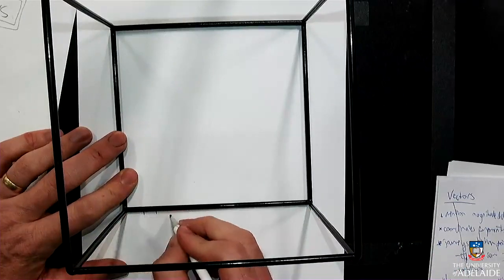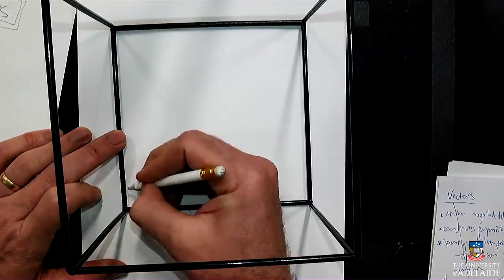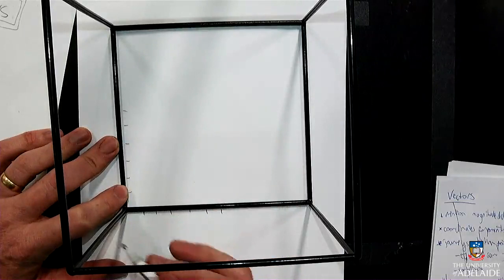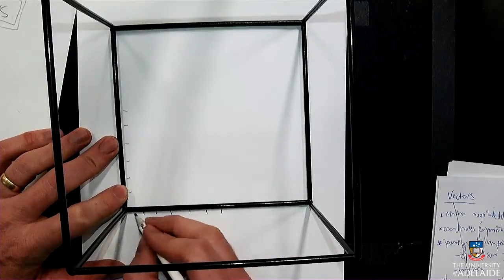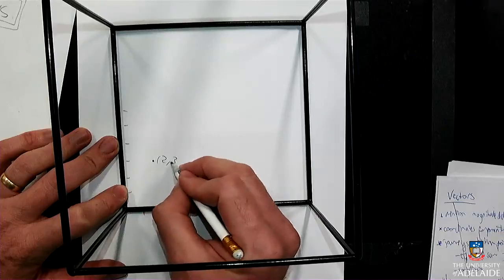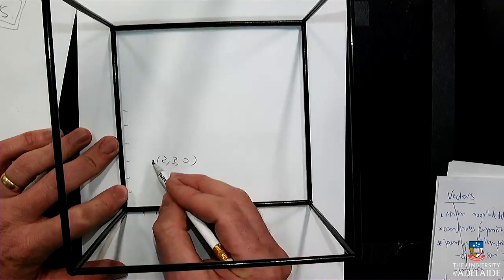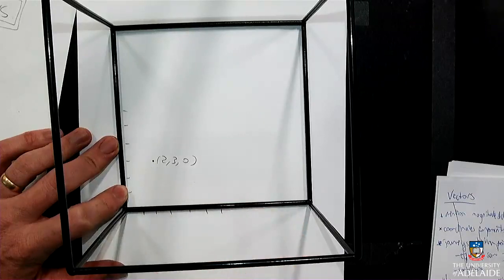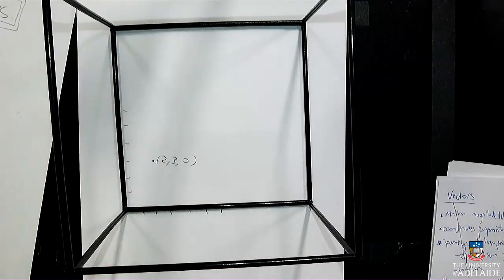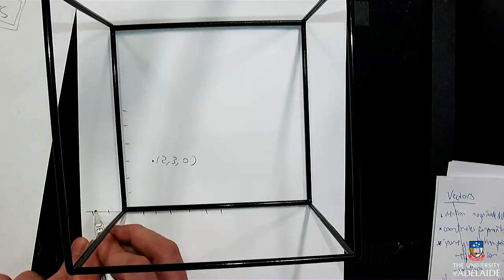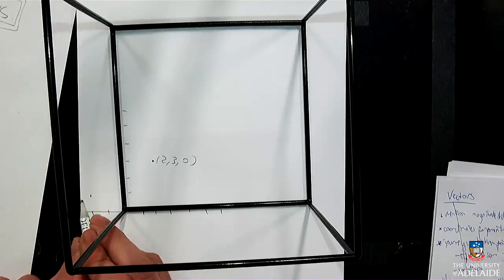If I had 1, 2, 3, 4, 5, 6 along each axis, then the point 2, 3, 0 would be at this point. And then 2, 3, 1 would be here. 2, 3, 2 would be here. If I wanted -2, 1, 1, then I would go to -2 on the x-axis, 1 on the y-axis, and then 1 on the z-axis.